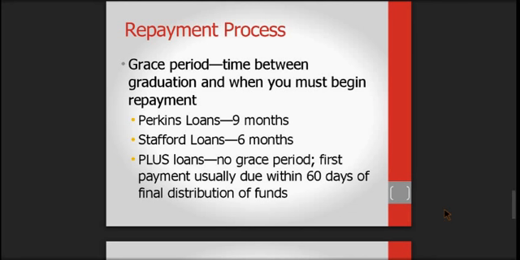And with PLUS loans for your parents, there's no grace period. After the final distribution of funds, the first payment is due within 60 days. So there's zero grace period with a PLUS loan.